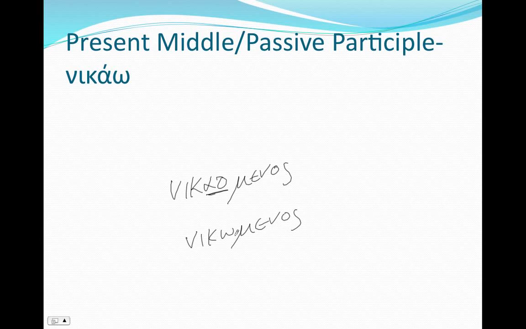And the nice thing about contracts of middle and passive participles is that this omicron is in every form. So this is always contracting with the stem vowel, so the contraction will be consistent throughout. That's all there is to forming and declining present participles. So key to remember is adding that participle of eimi, on, ousa, on, to the stem, or adding omenos to the stem for the middle and passive.